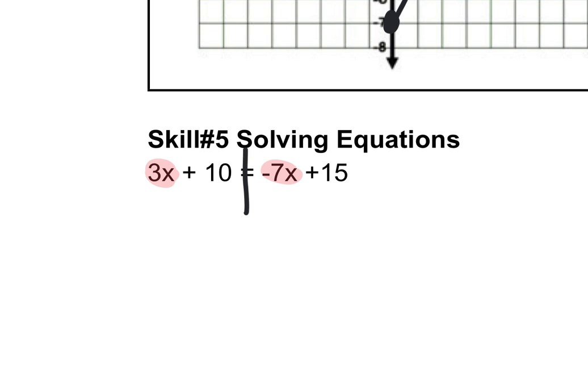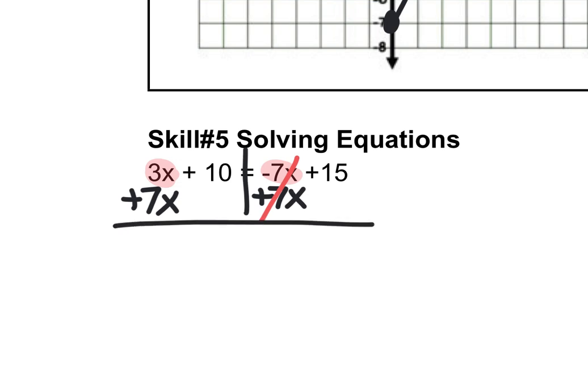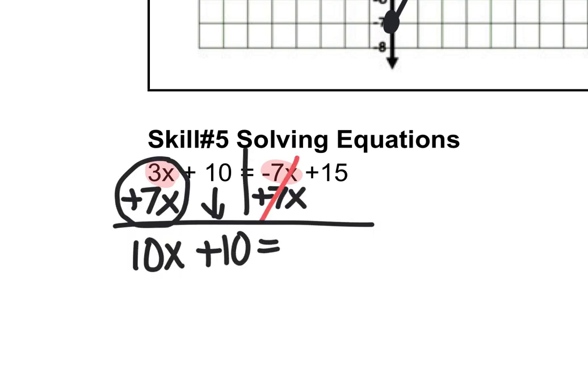So you could either subtract 3x or plus 7x. I like to add 7x. I like adding better than subtracting, so I'm going to choose that, but it doesn't really matter. -7 plus 7 goes away. Let's see what we got left. 3x plus 7x is 10x. Bring down plus 10 equals, and then on the right, I've just got 15.